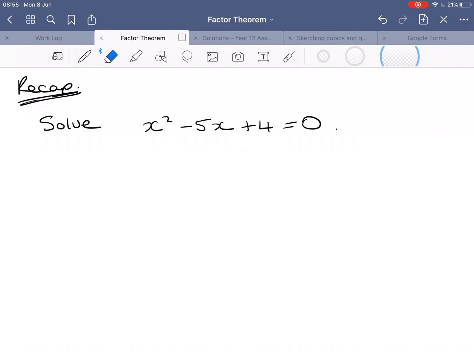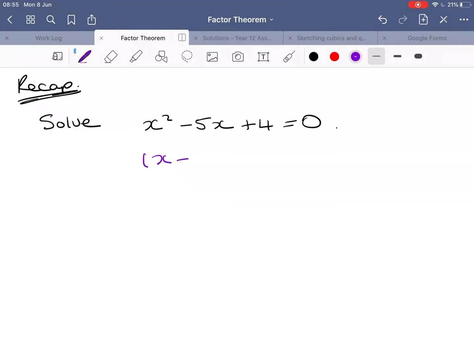How would we do this? Well, we would factorise it. We would have x minus 4 and x minus 1 equals 0 because we want two numbers that multiply to make 4 and add to make minus 5. And then we'd say either x equals 4 or x equals 1.